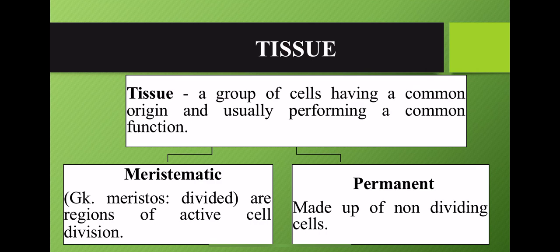Tissue is divided into two types, meristematic and permanent. Meristematic means the cells actively divide further and further. But in permanent tissue, the cells do not divide further. This is about the types of tissues.